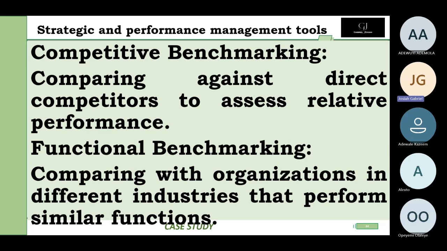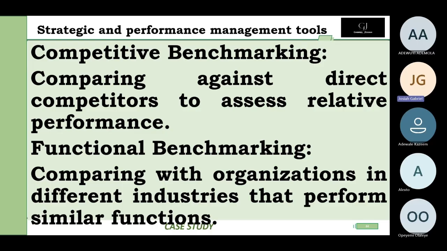We also have competitive benchmarking, comparing against direct competitors to assess relative performance. So you have competitors, when you look at their results, you benchmark with that to say, if they did this kind of result, let's say sales in billions in a particular year, let's benchmark it and say, this is our target. Let's beat them or let's do as they did. So comparing results of direct competitors to assess relative performance is good and is termed competitive benchmarking. The next one is functional benchmarking.